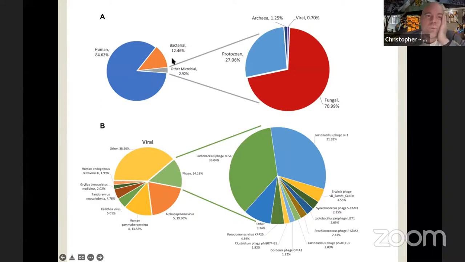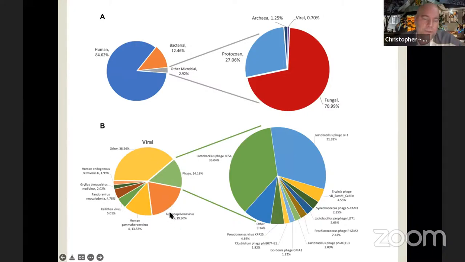So when we look at all the data that we got from our shotgun metagenomics, as I said, the majority of the sequence was human. Actually, 84.62% of our sequencing data mapped to human, whereas only 12.4% mapped to bacteria and 2.92% mapped to other microbial organisms. And then if you zoom in on the other microbial organisms, 71% of that sequence was fungal, 27% protozoan, a little over 1% archaeal, and then very little of it, less than 1%, was viral. If we zoom in on that viral sequence, you can see a variety of different viruses we found.